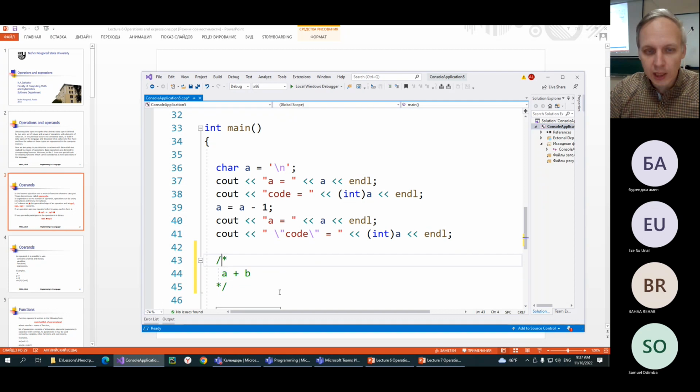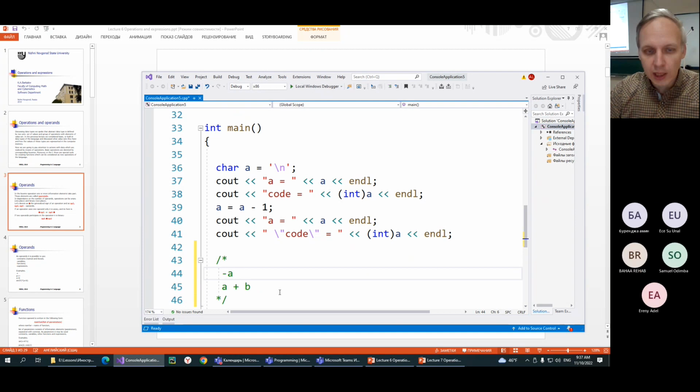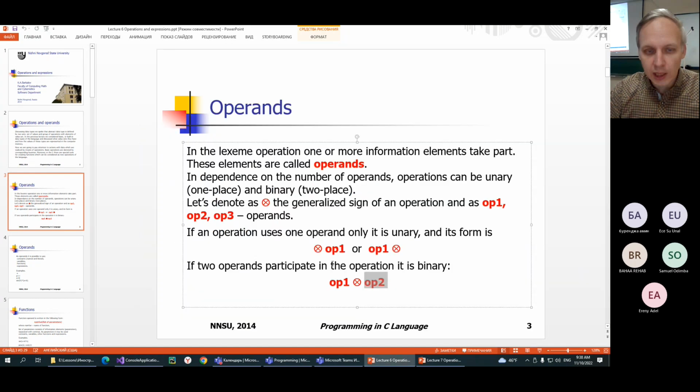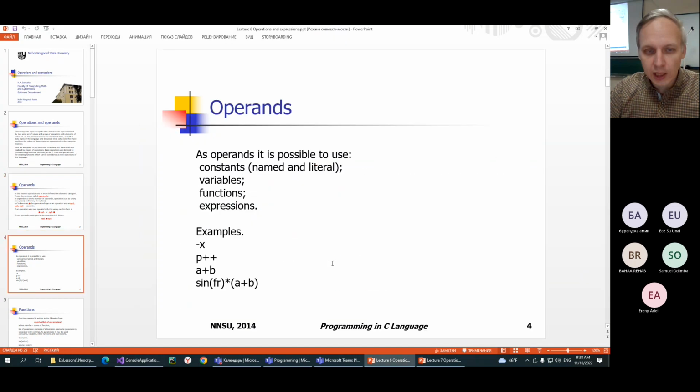But sometimes, even in mathematics, we use unary operations. For example, the operation minus A. Minus A means that the value of A should change its sign. If A is negative, then minus A will be positive. And if A is positive, minus A will be negative.